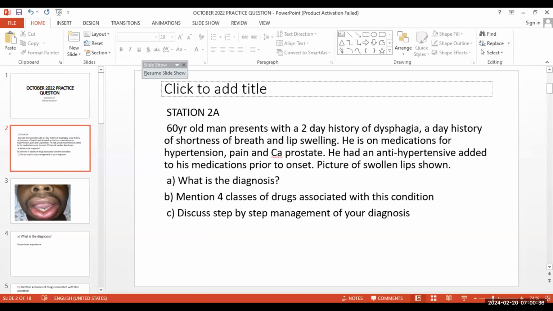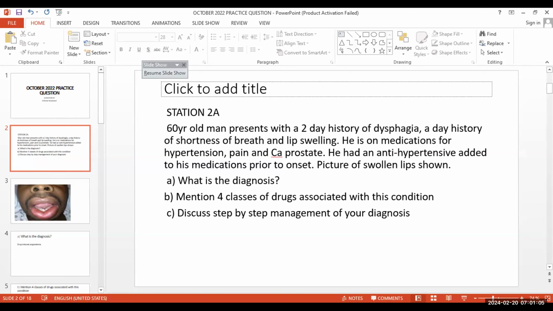A 60-year-old man presents with a 2-day history of dysphagia and a day history of shortness of breath and lip swelling. He is on medication for hypertension, pain, and CA of the prostate. He had an antihypertensive added to his medication prior to onset. Picture of swollen lips shown.